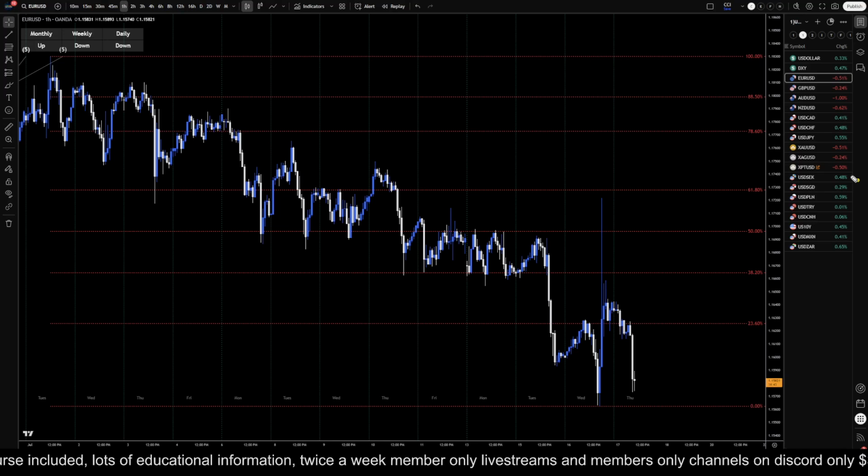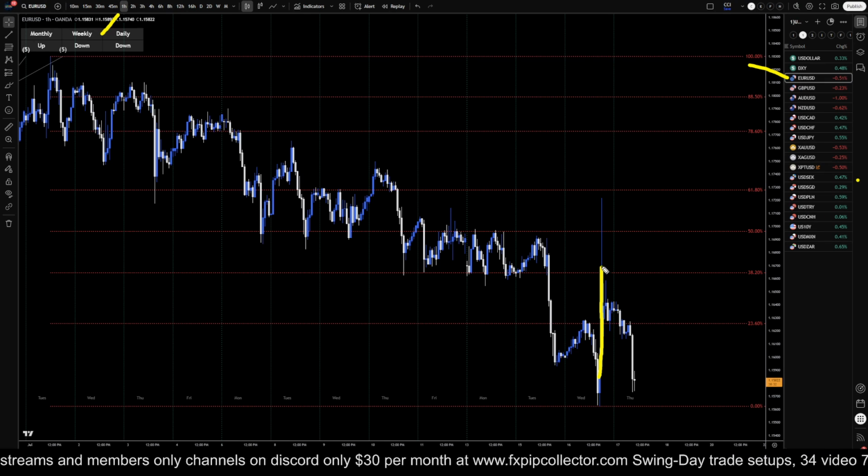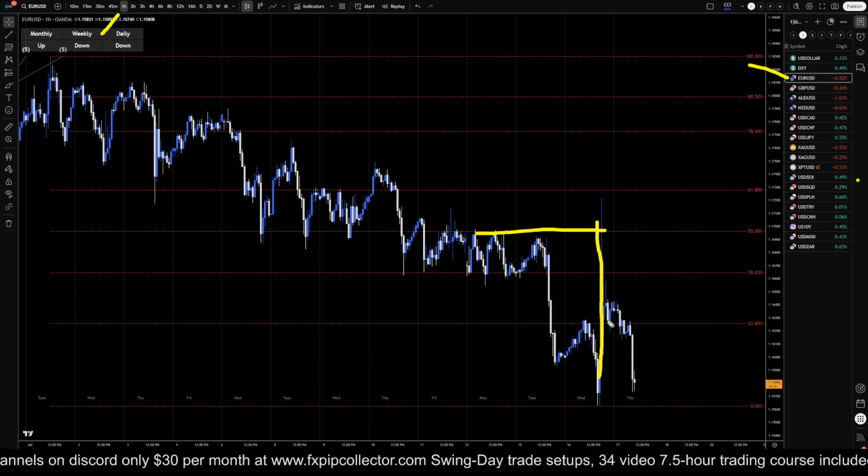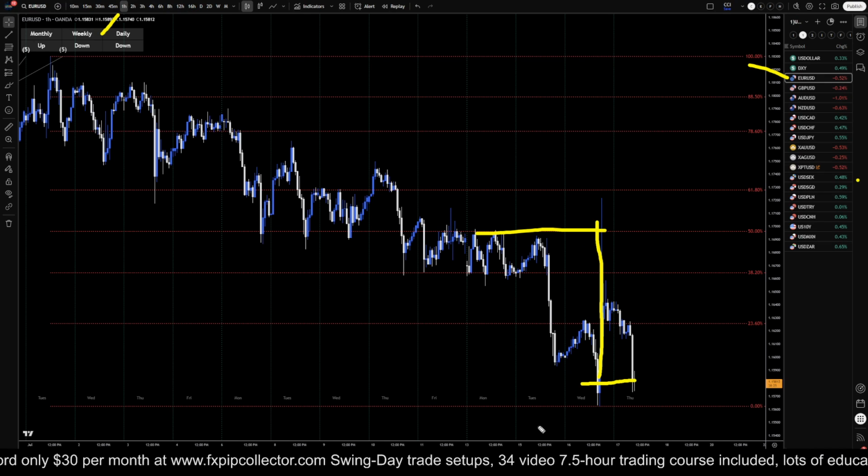Hello, traders. Today is Thursday, July 17th, and this is my analysis for the US dollar, and we are on the 1 hour time frame. So, yesterday we had that crazy move to the upside. It definitely did break structure, even though it was just a spike. Now we're all the way back down to almost the lows of this whole move down.